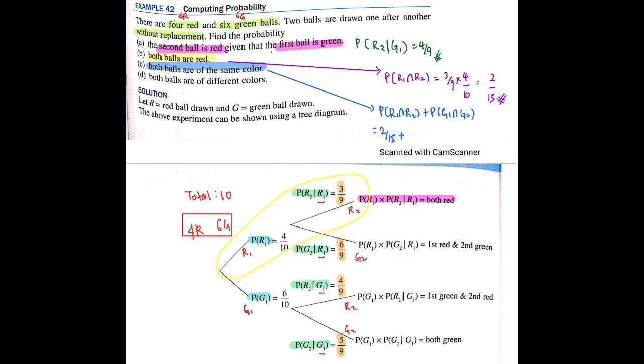So it is those branches here. Let us multiply these branches together. Let's write the branches and multiply them. It is 6 over 10 times 5 over 9. So we get our answer, 7 over 15. Just use our calculator.